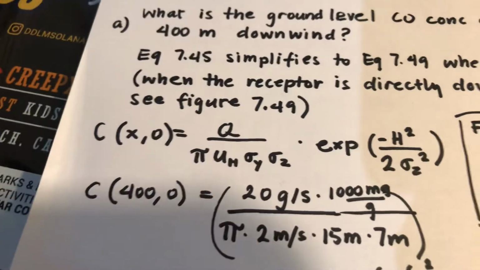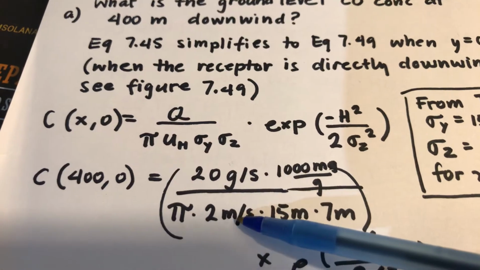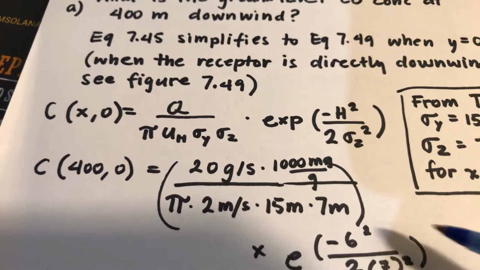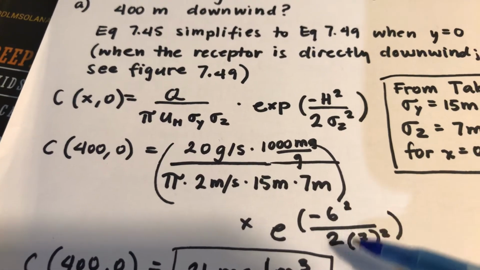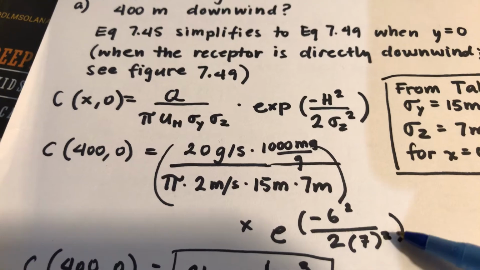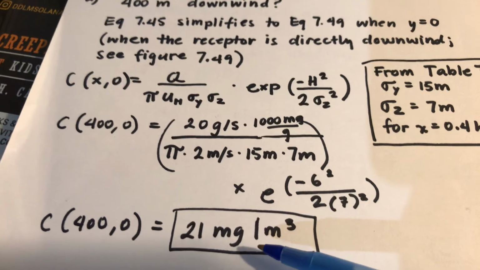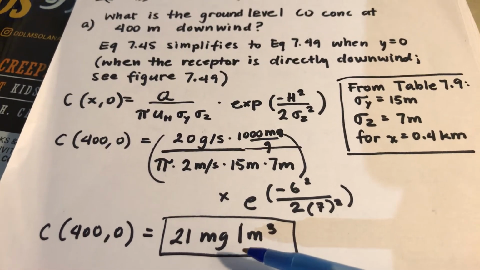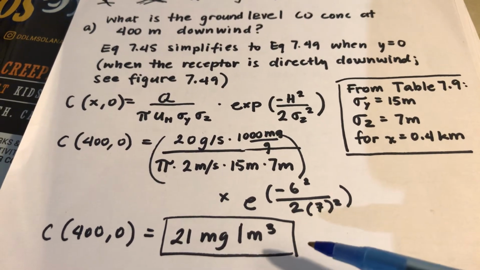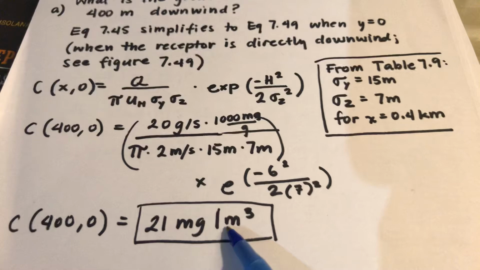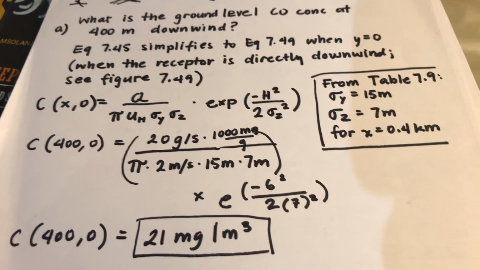It's kind of a big number, so let's put that into milligrams. And we have our ground level velocity and our sigma y and our sigma z, times e to the negative effective height, which was 6 meters squared, over 2 times 7 meters squared for sigma z. And that gives us a ground level concentration directly downwind of 21 milligrams per cubic meter of carbon monoxide. Okay, so in a future problem, you might want to convert that to parts per million and compare to what our NAAQS standards are.